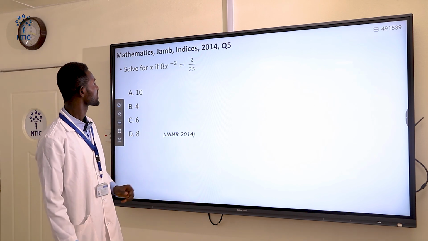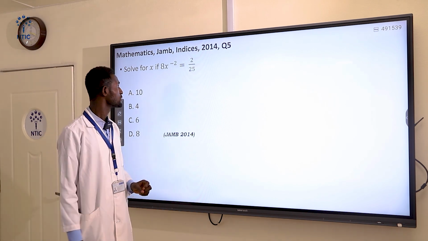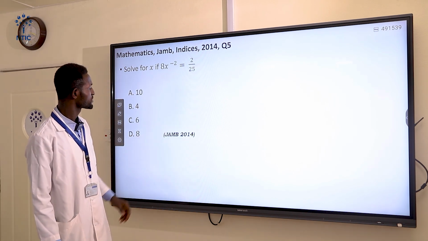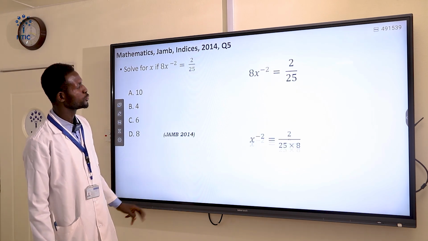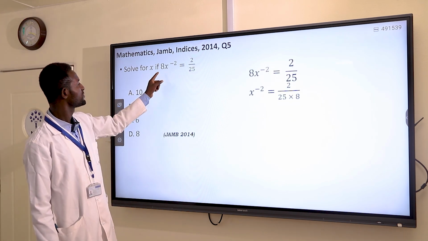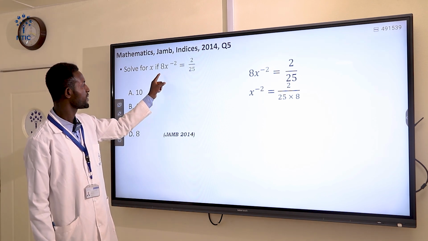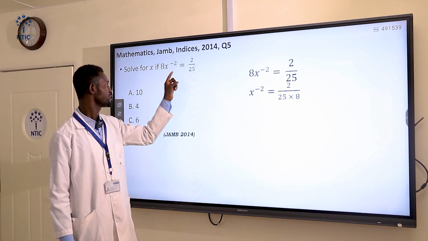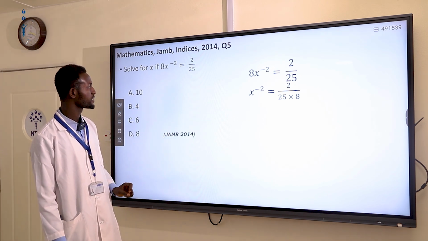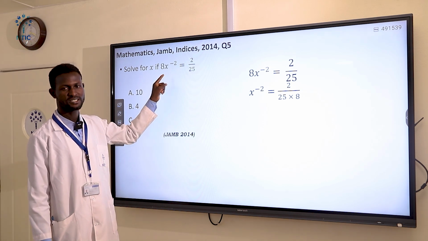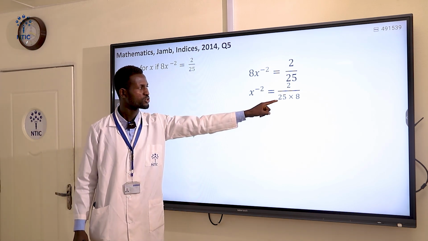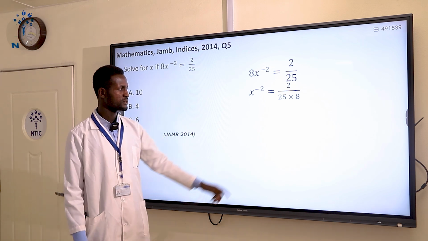This question is an indicial equation. In order to solve this, the first thing we do is to divide both sides by the coefficient of x raised to power minus 2. In this case, it is 8. So on doing that, we get this.